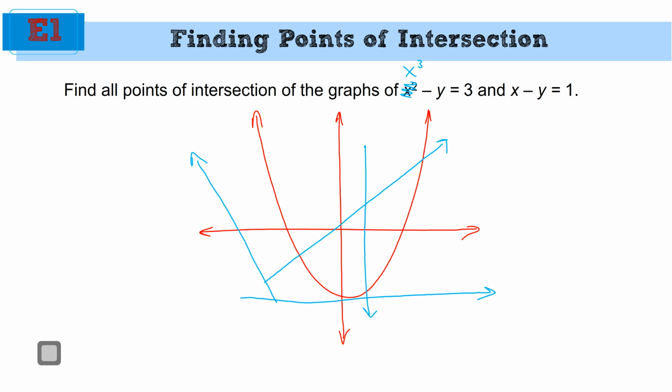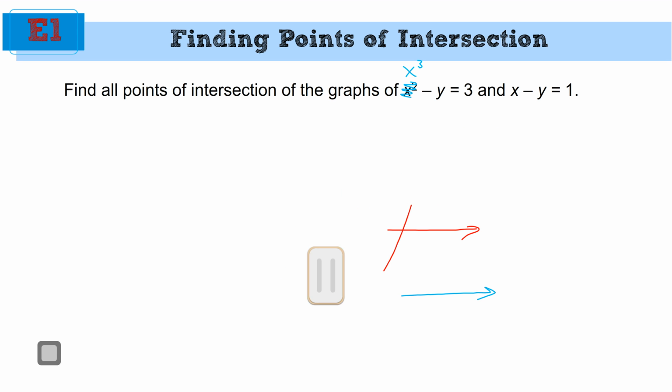Now, suppose instead of this being a quadratic, I change this to a cubic. Now, how many ways can they intersect? Draw some pictures. I guess I should have asked the question, is it safe to assume you all know what a cubic looks like? Yeah. Okay, good.